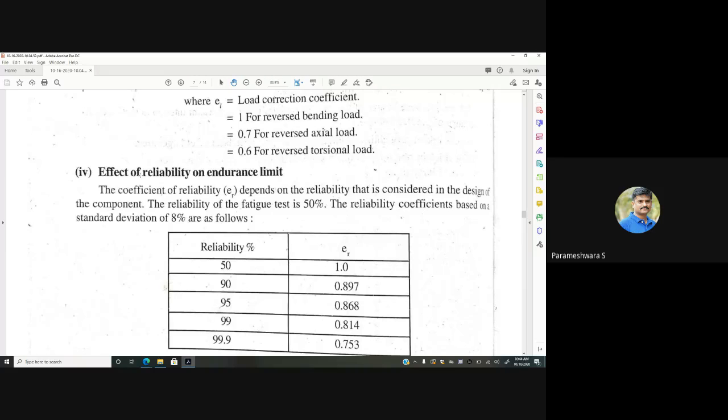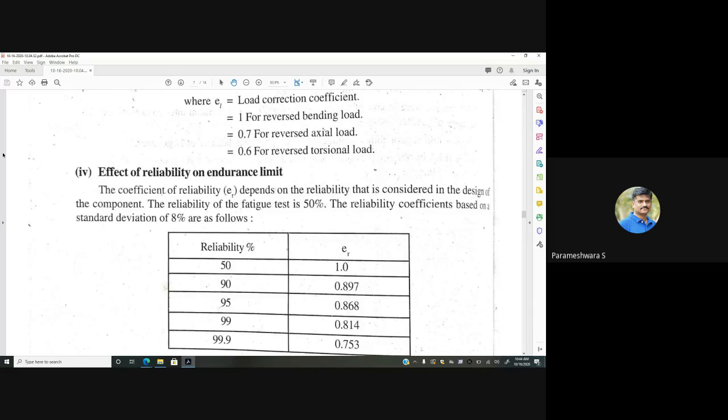So reliability means the service of the material over a period of time, it should perform without any breakdowns. That is the reliability. Okay. And this coefficient of reliability depends on the reliability that is considered in the design of the component.